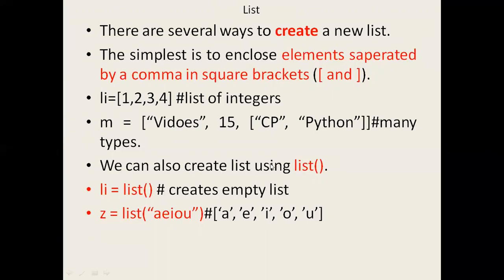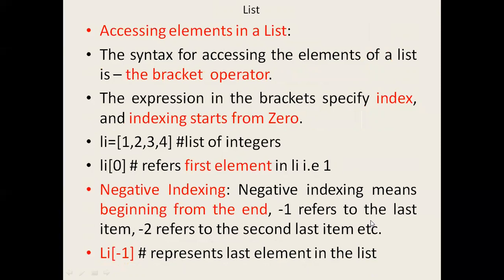We can also create a list using the list function. For example, li is equal to list() creates an empty list. z is equal to list of "AEIO": I am passing a string. What happens is that the string will be split into single characters, and that will form a list. This is how you can create a list.